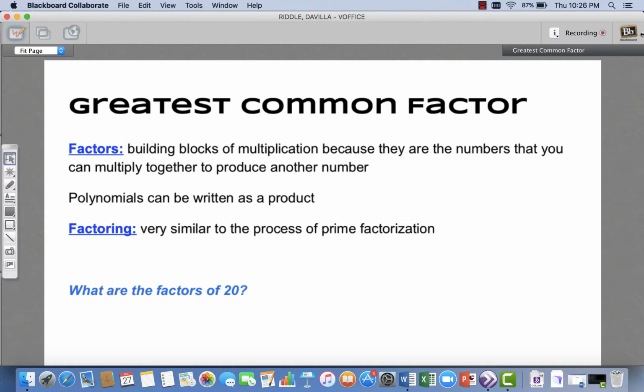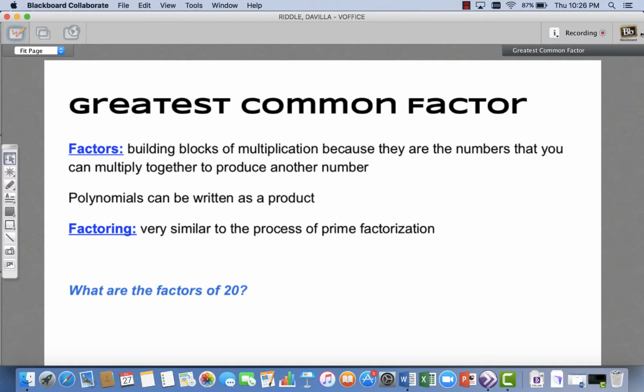Onward. Okay, so we're going to start a slightly new topic now. It's the greatest common factor. Before we get started, let's go over the definition of what a factor is. Based on this PowerPoint slide we have right here, factors are the building blocks of multiplication because they're the numbers that you can multiply together to produce another number. And polynomials can be written as a product. So factoring is very similar to the process of prime factorization.